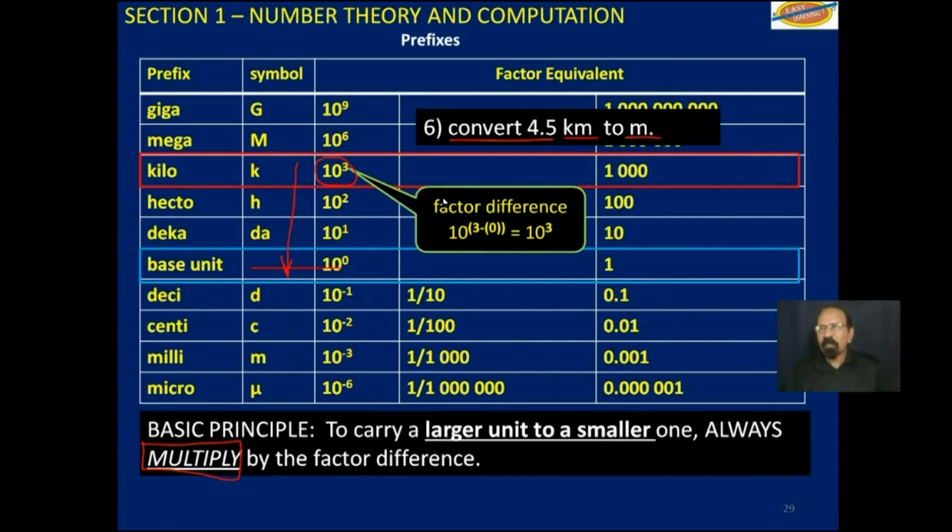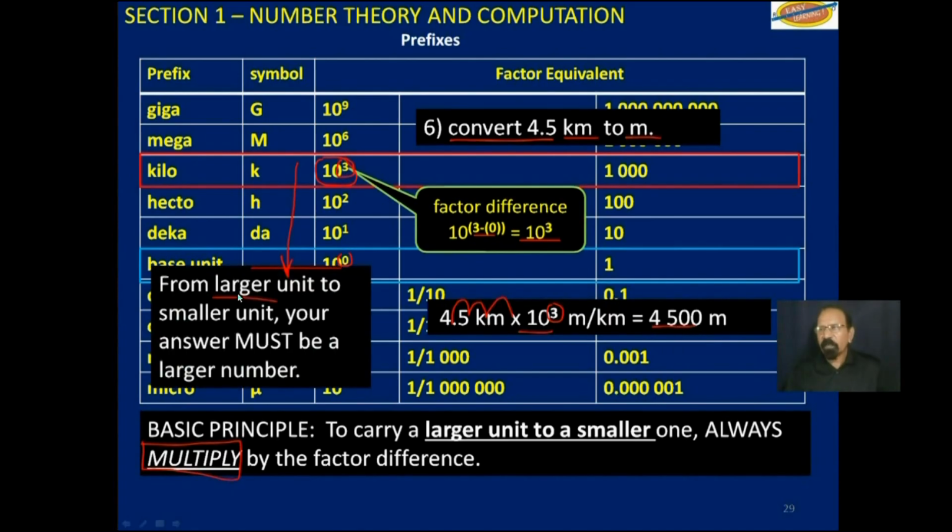So the factor difference would be 10 to the third power divided by 10 to the 0 power, which works out to 10 to the third power, which is 1,000. So now we will have to multiply by 1,000. So you move your decimal point three places to the right, 1, 2, 3, and you get 4,500 meters. So larger unit to smaller unit, your answer must be larger. So this answer, 4,500, is larger than 4.5.